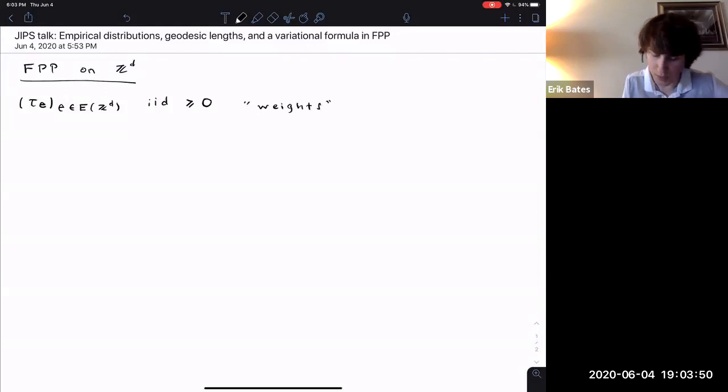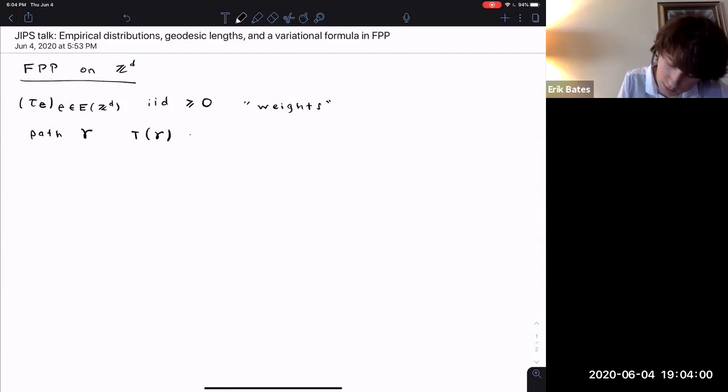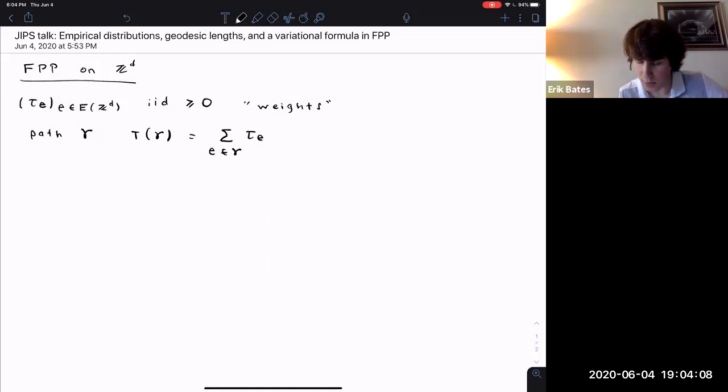With these edge weights, we can define for any path gamma, imagine a nearest neighbor path in Z^d, a passage time, which I call T(gamma), obtained just by summing the weights along the path gamma. So I look at my edge weights tau_e, I look at my path, and I add the edge weights along the path. This might be called the passage time for the path.